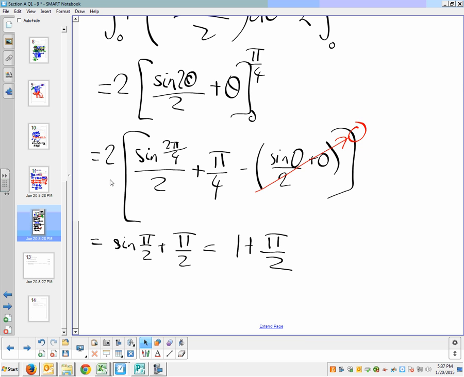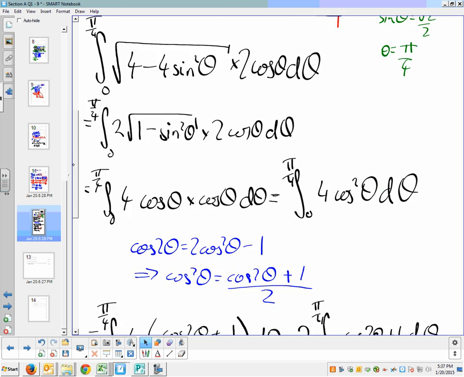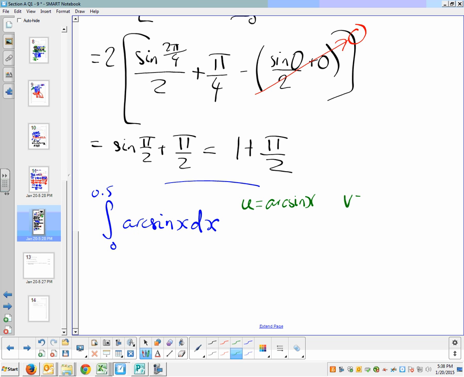That's part A. Part B, find the integral from 0 to 0.5 of arc sine x. A couple of ways to do this, the way that you're expected to do it is to integrate by parts using u equal to arc sine x and dv by dx equal to 1, which means that du by dx is equal to 1 over the square root of 1 minus x squared, and v is equal to x.